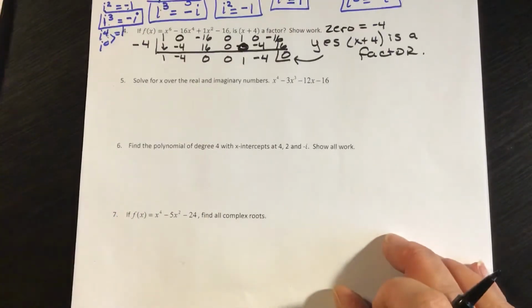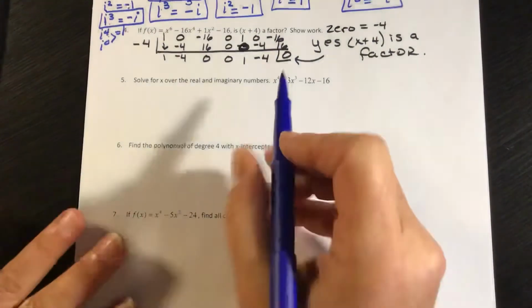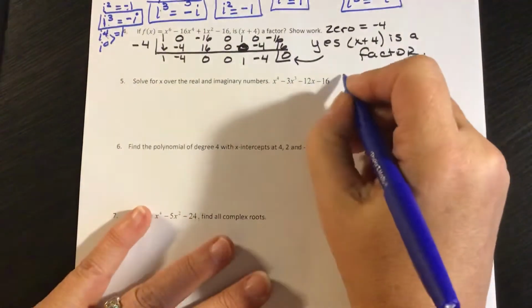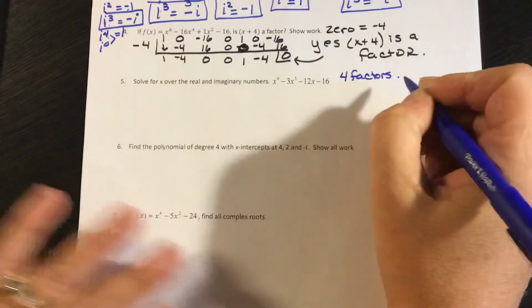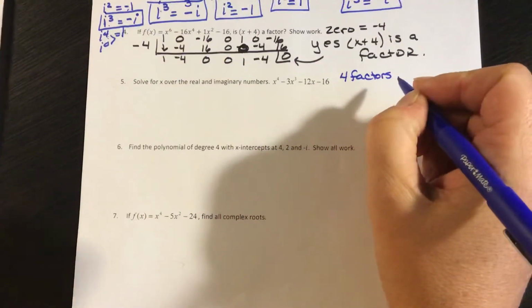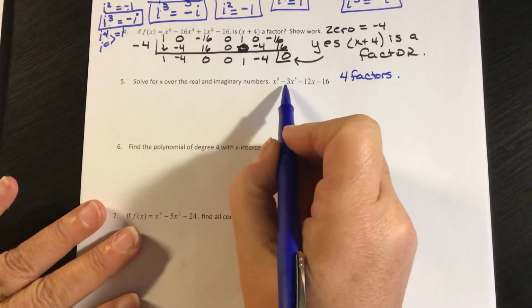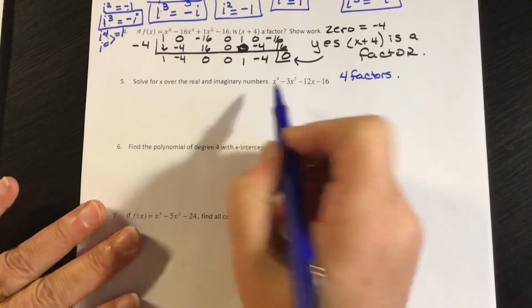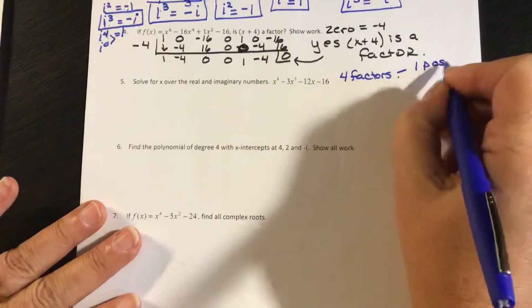Number 5, solve for x over the real and imaginary numbers. So just looking at this, I know that because my highest exponent is 4, I'm going to have 4 roots. If I look at sign changes, from positive to negative, there's 1, and now I have all negatives at the end. So I know that I'm going to have 1 positive root.